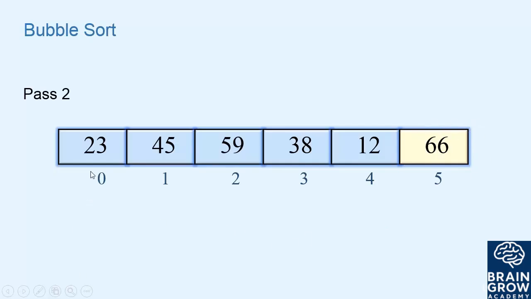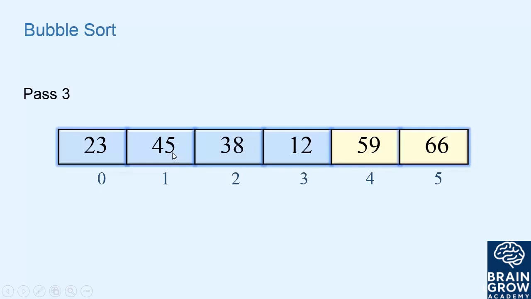Now in pass 2, again we'll start comparing from here. So here we don't need to swap. Here also we don't need to swap. Here we need to swap since 59 is greater than 38. So we'll swap them. Here also we need to swap. So we'll swap them. Now at the end of pass 2, the second largest element has come down at this 4th position. In pass 3, again we'll start our comparisons from this A0.